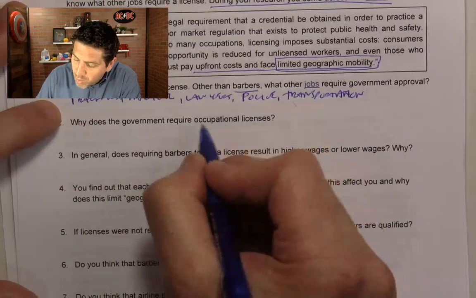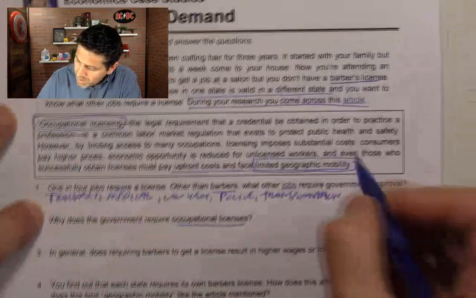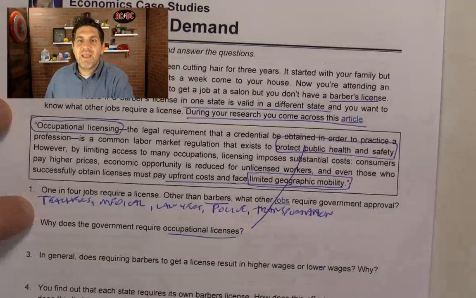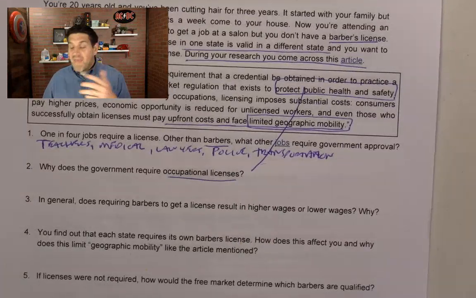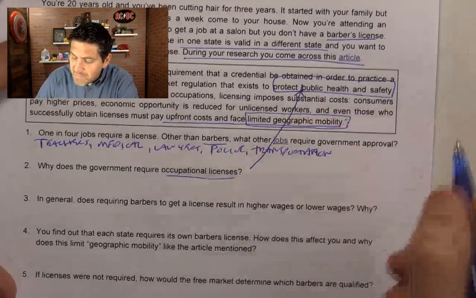Why does the government require occupational licenses? To protect the health and safety of consumers. There you go. I'm just going to write an arrow because my handwriting sucks. Protect public health and safety. That's what they say it's for, and that seems like it would make sense, and it does make sense, but at the same time, there's other factors.